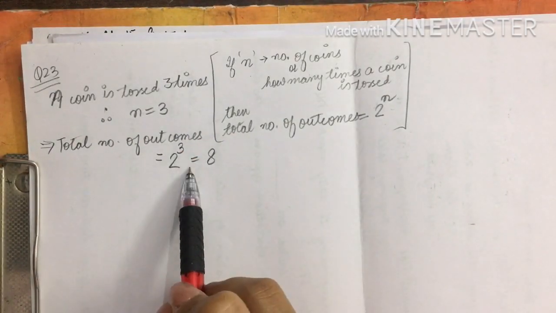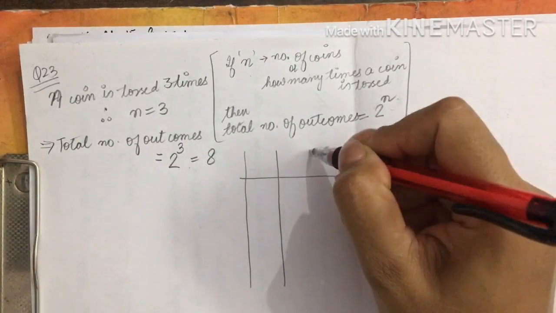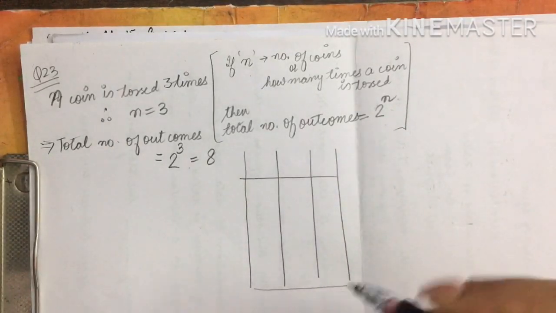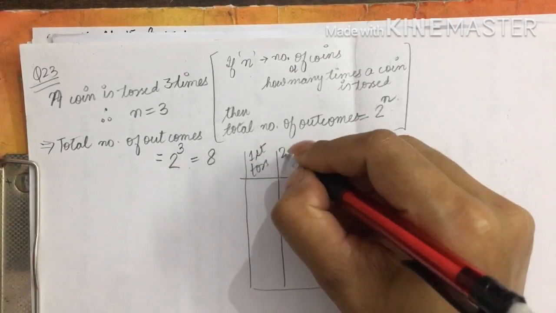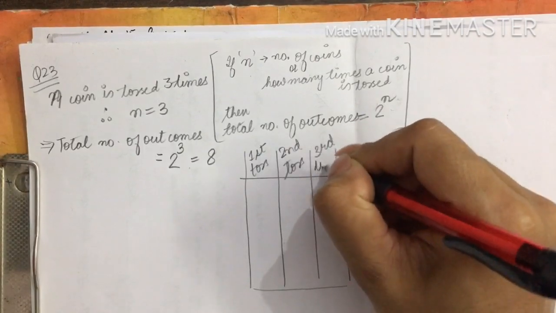Now to list the outcomes, I'm going to make a table. You could make it in rough work or you could make it in fair work. I have made 3 columns. This is for the first toss, this is for the second toss, and this is for the third toss.